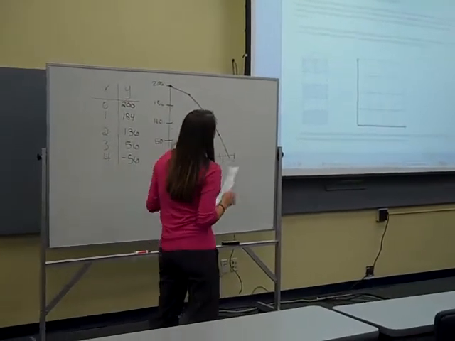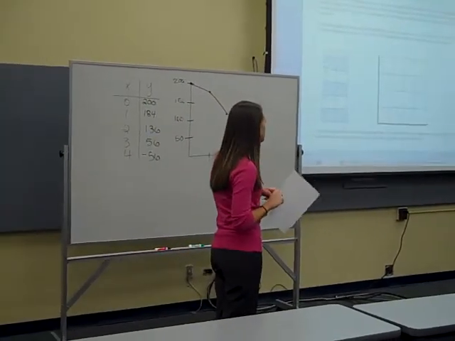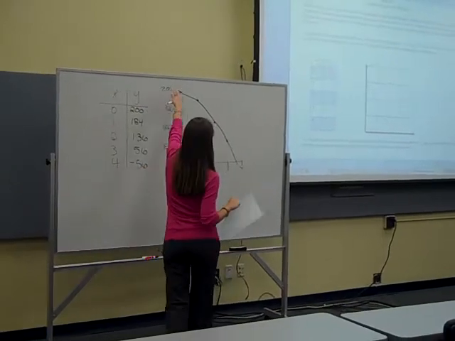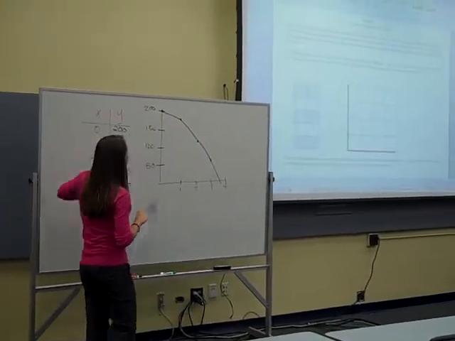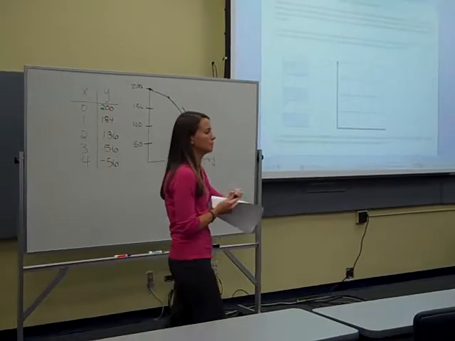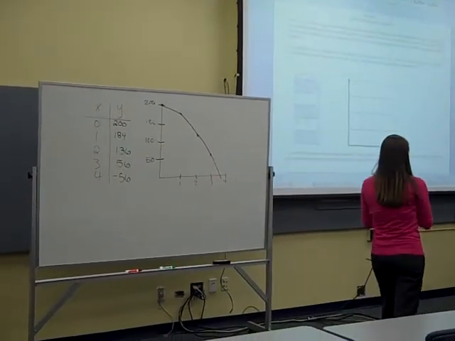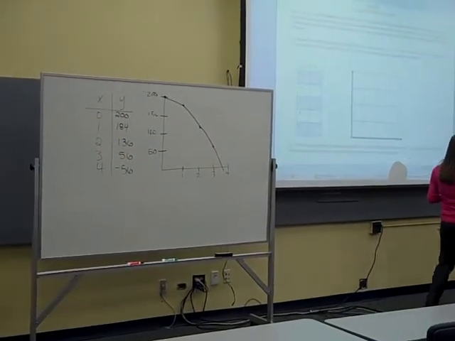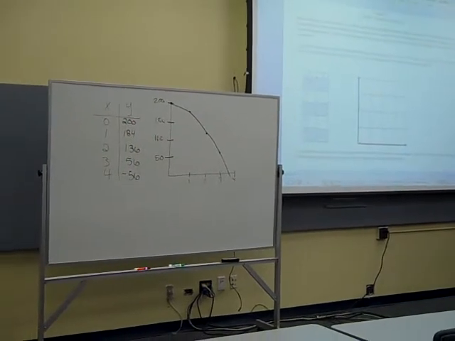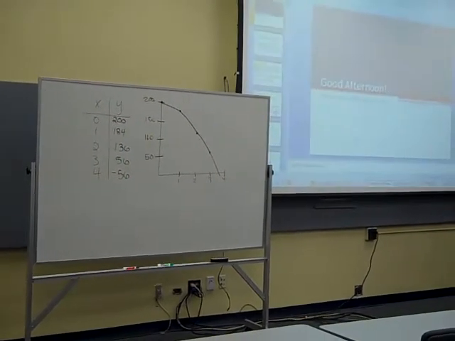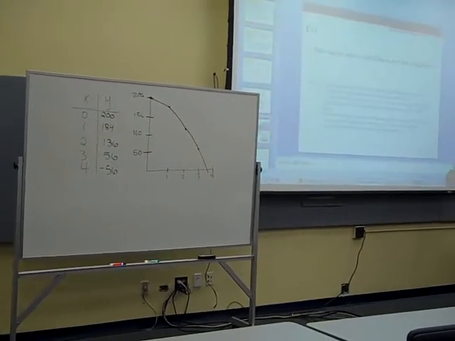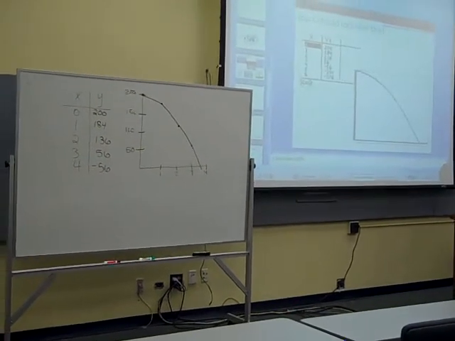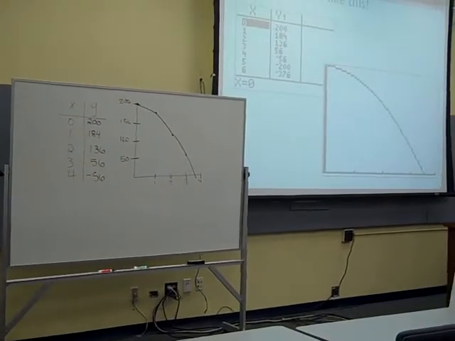Okay, so for questions 1 and 2, your graph is going to roughly look like this. Your chart is going to look like that. And for 2, you were to use your calculator to check and make sure that it looks similar. That's exactly what it should look like on your calculator.